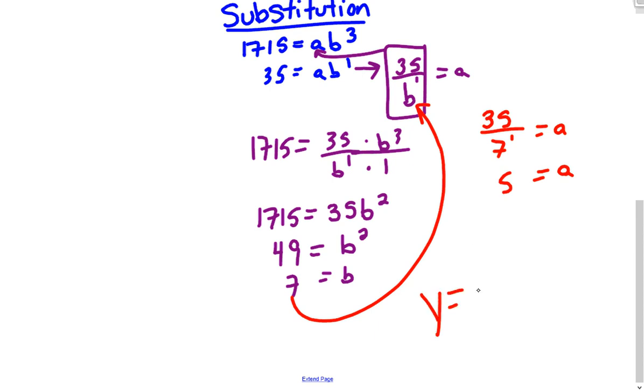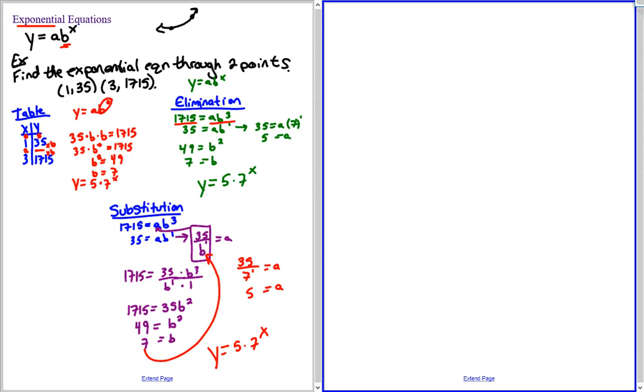and I get the exact same equation, y equals 5 times 7 to the x power. Just showing two different screens, that way you can see the whole thing. So it does not matter a bit which of these methods you prefer.